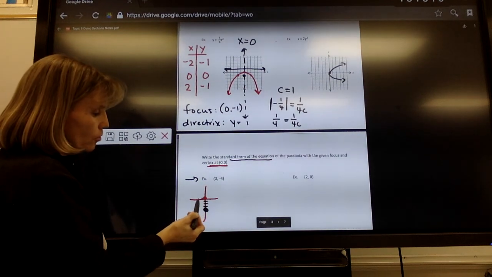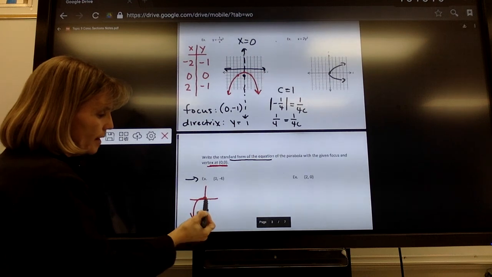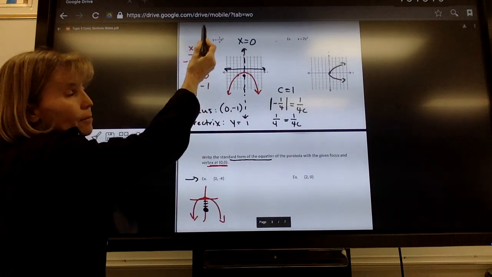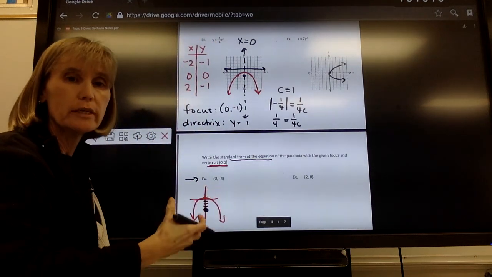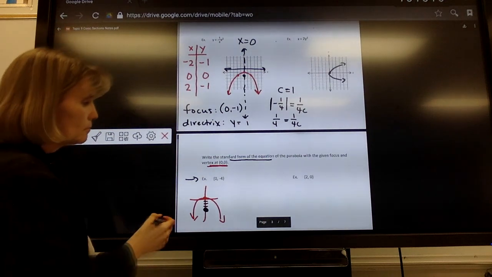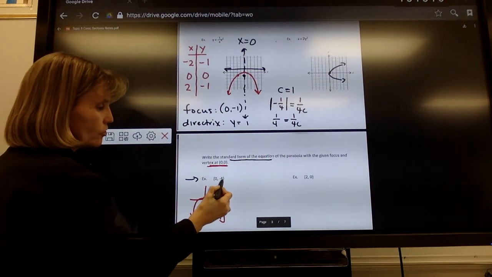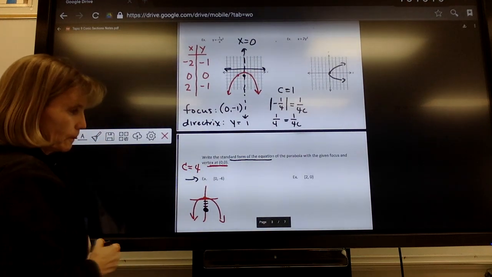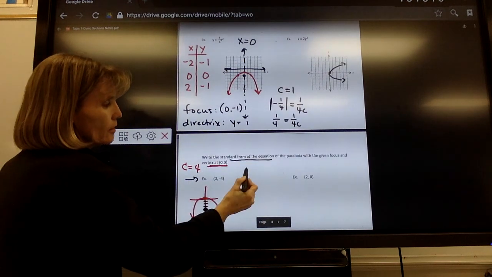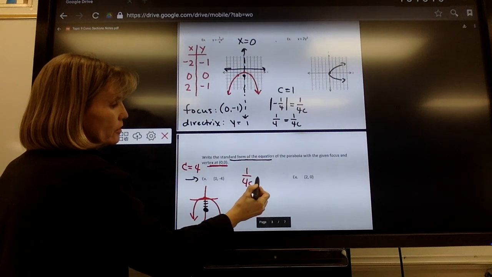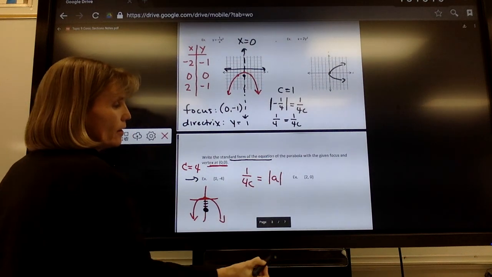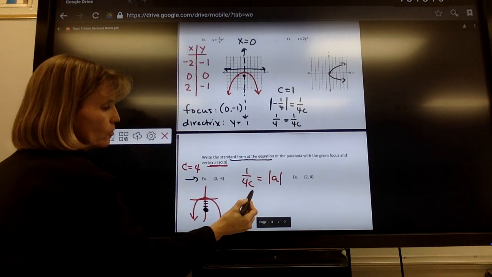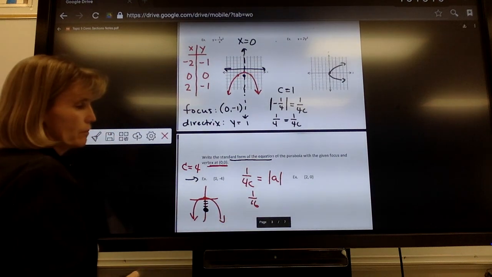So we know that the parabola is going to open down because on all these examples that we graphed, the focus is always inside of the parabola. So it's 4 units down, so that means that the c value, the focal length, was 4. Okay, so if I go up here and say 1 over 4c is equal to the absolute value of a, if I put that c value in here, I get 1/16.